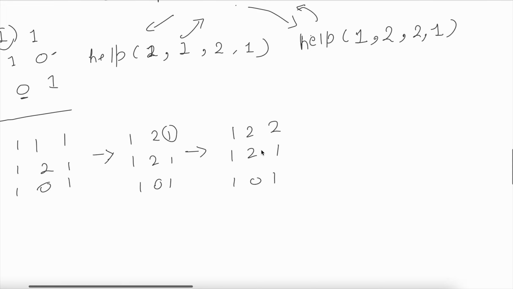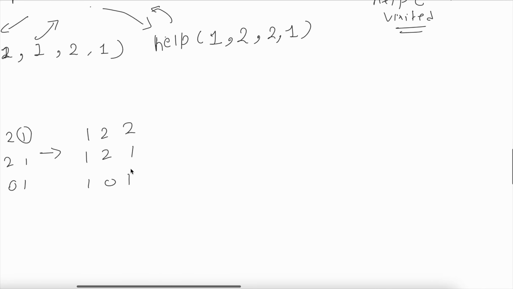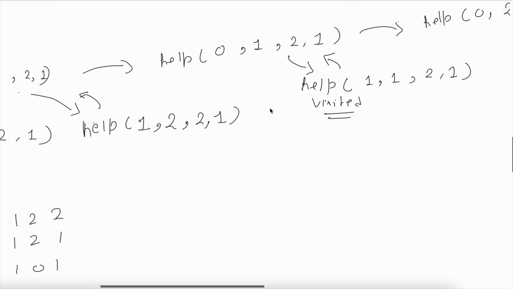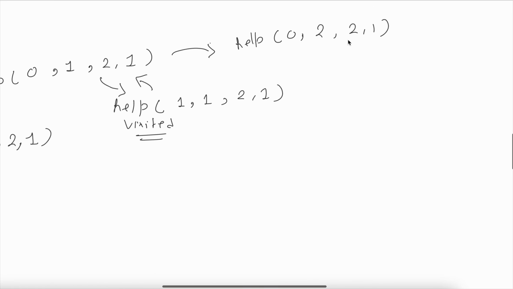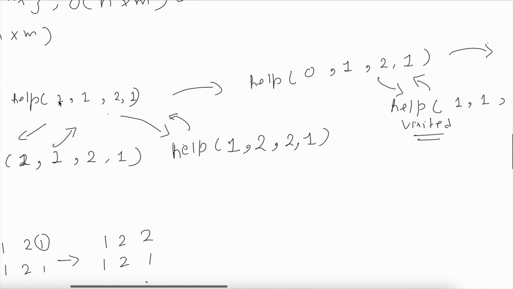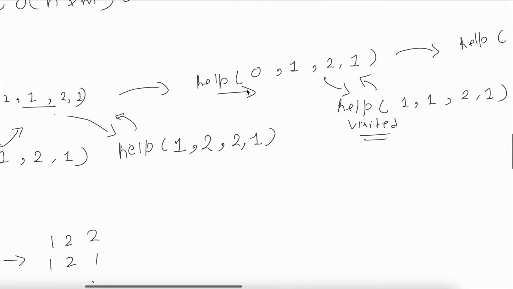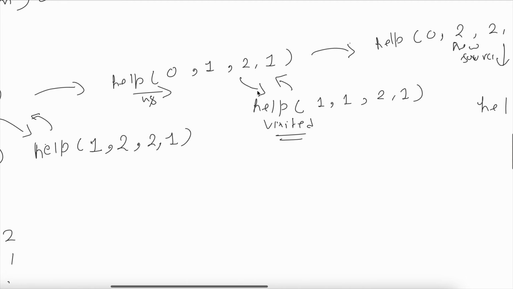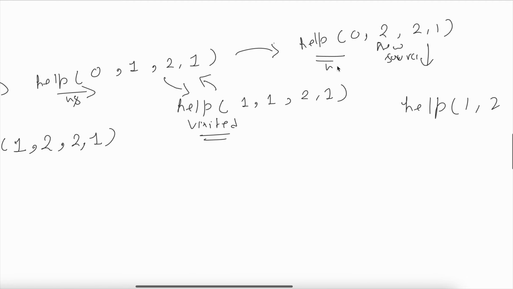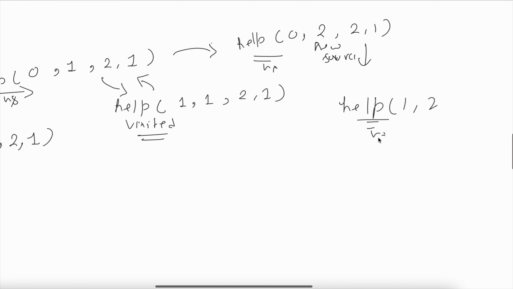Okay, now once we update this, we will get again into here, help 1 comma 2. This is our new source. Okay, first we will complete this. So you can see we are traveling in depth. We started from here, this is our new source, then this becomes our new source, then this will become our new source, so we are traveling in depth.